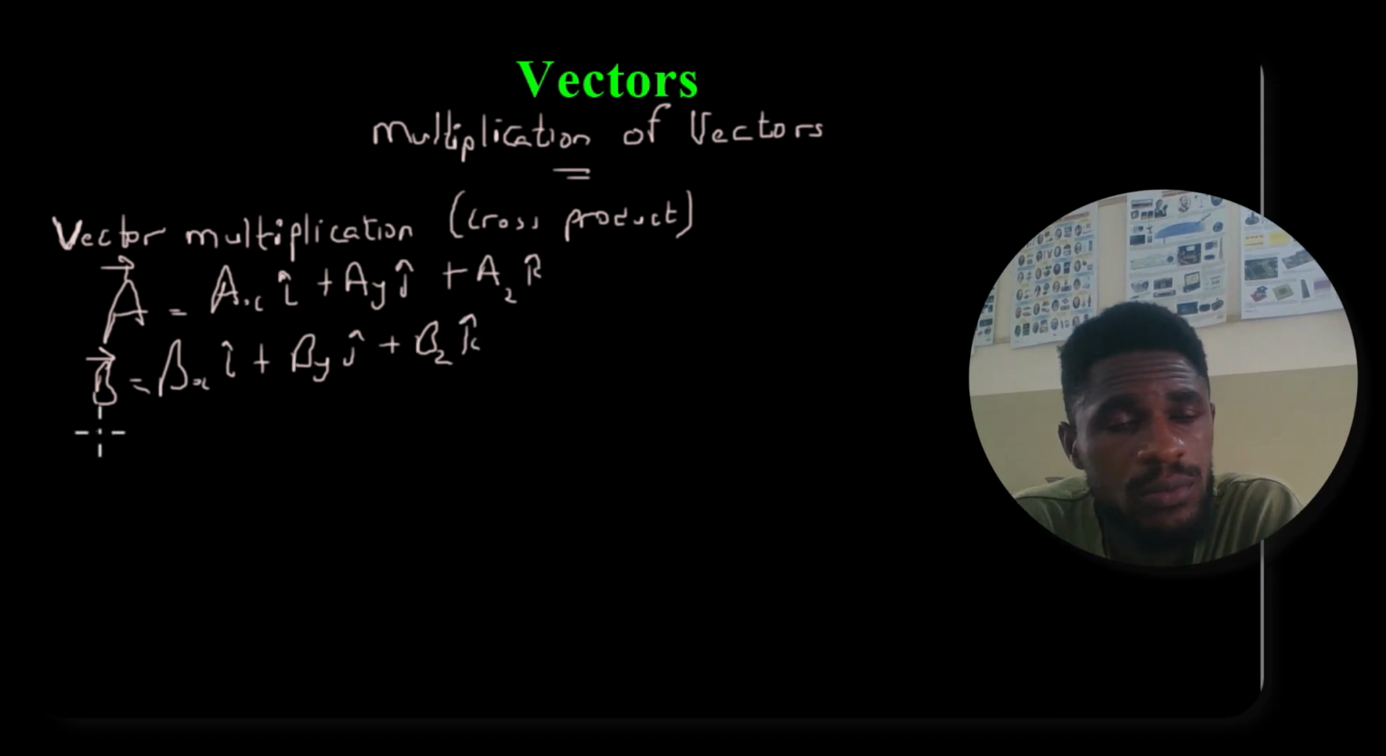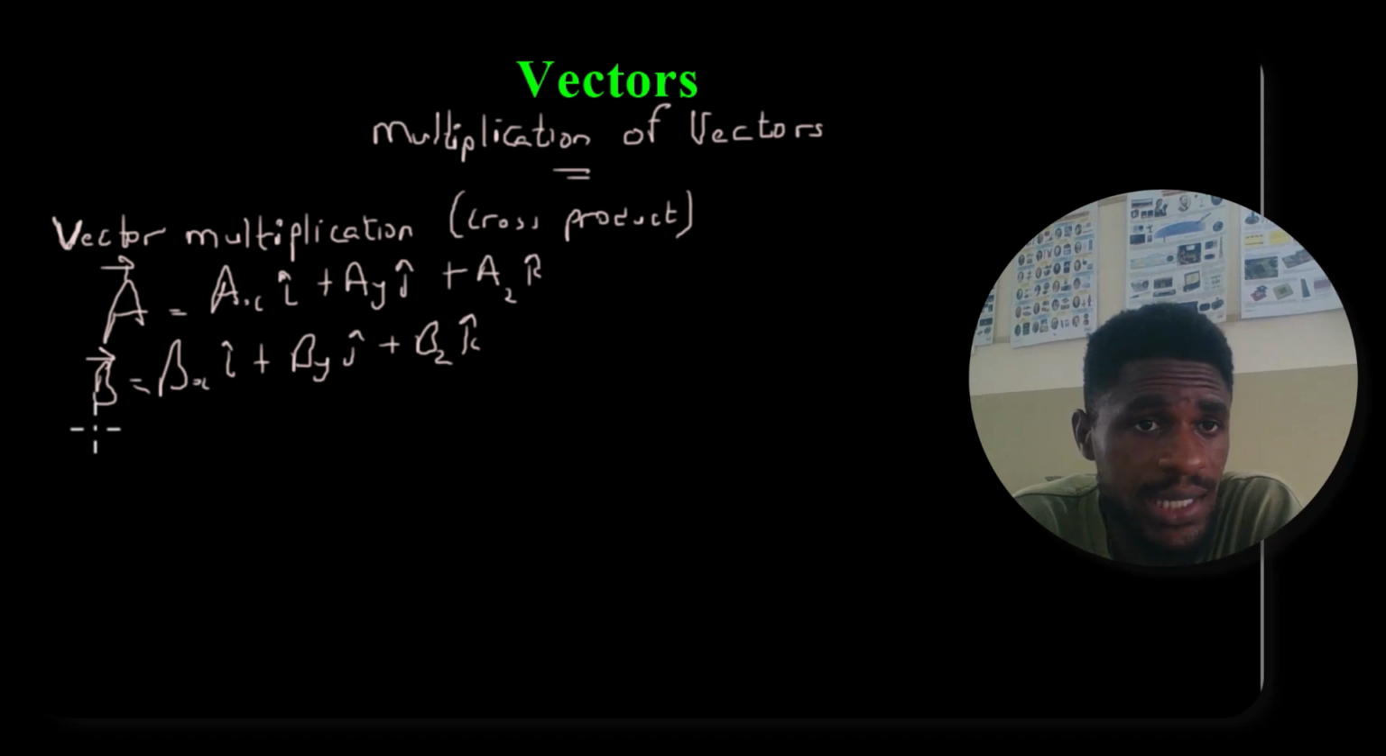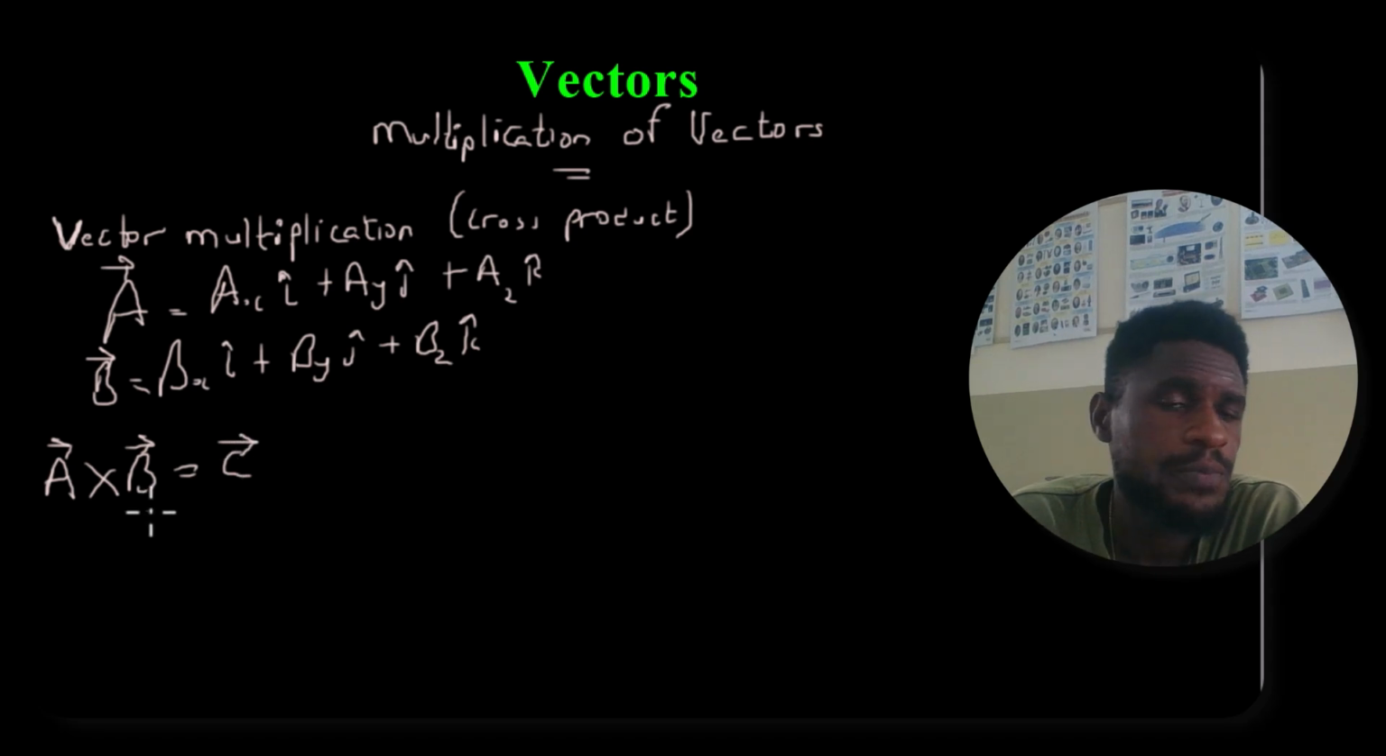Like we said in the previous video, when we multiply two vectors together and we want our result to be a vector, not a scalar, not a number, the type of multiplication we want to carry out is vector multiplication or the cross product. Because A multiplied by B will give another vector entirely. So we can say A vector, when we do the cross product with B vector, must give another vector. So let's call that vector our C vector.